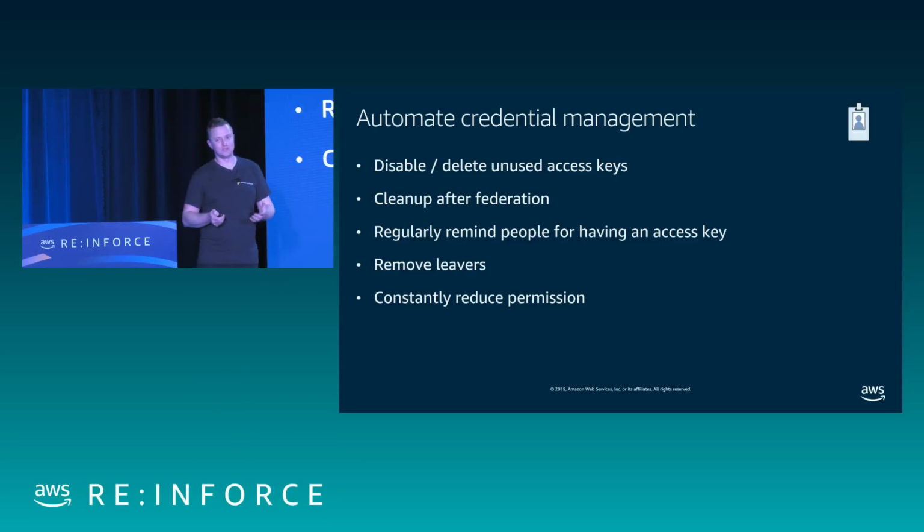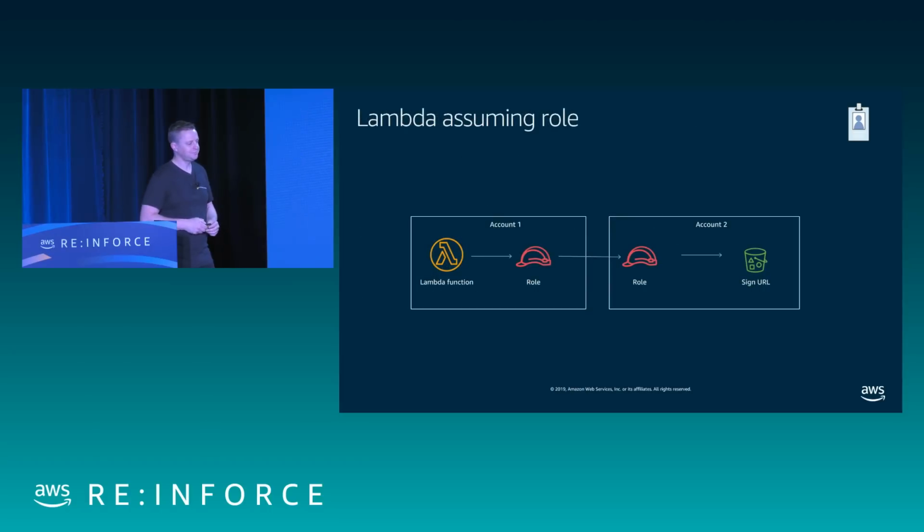And of course, constantly reduce permissions. So you can use Access Advisor in the IAM console to go in and have a look. And you'll see a list of the permissions that user or role or group has. And then you can limit and lock down over time. So you want to get that least privileged access in there.